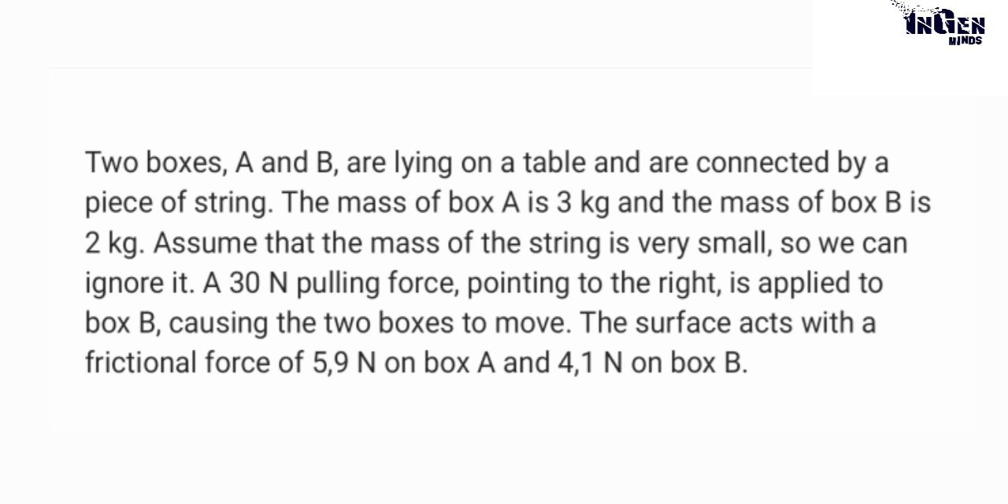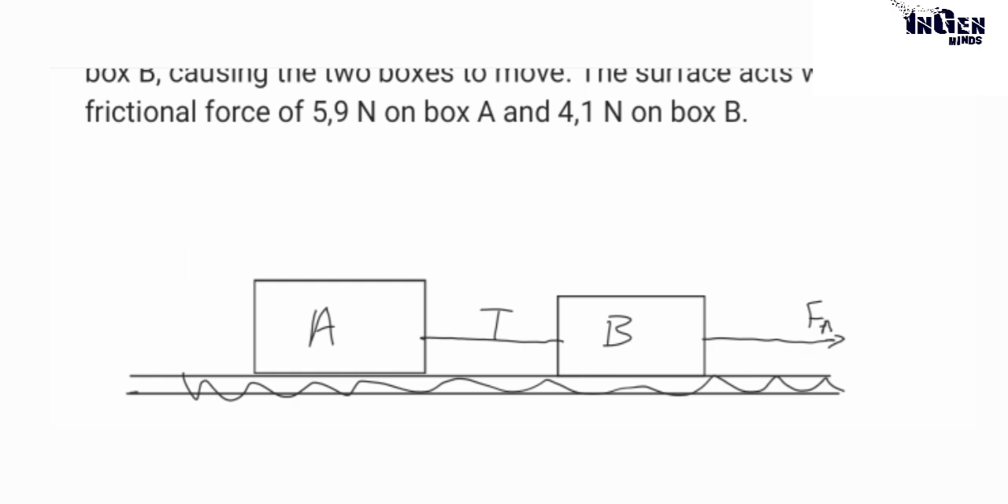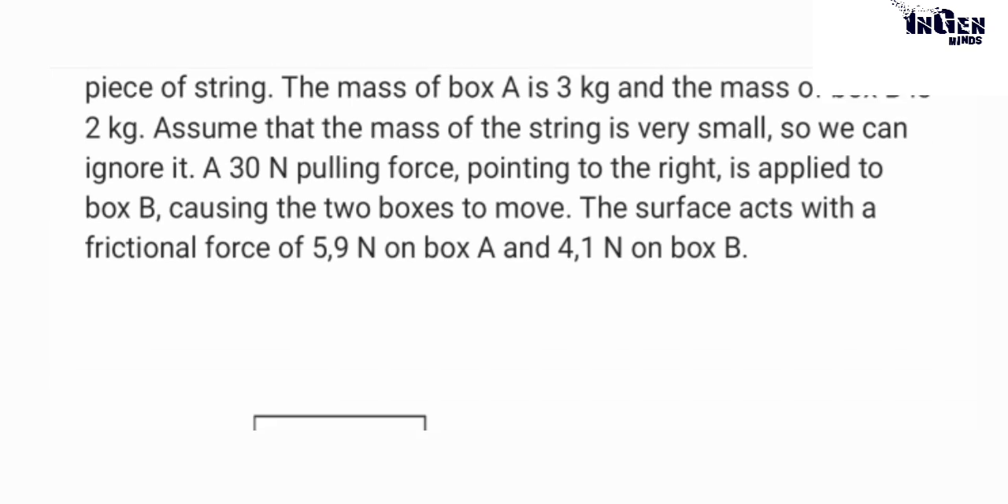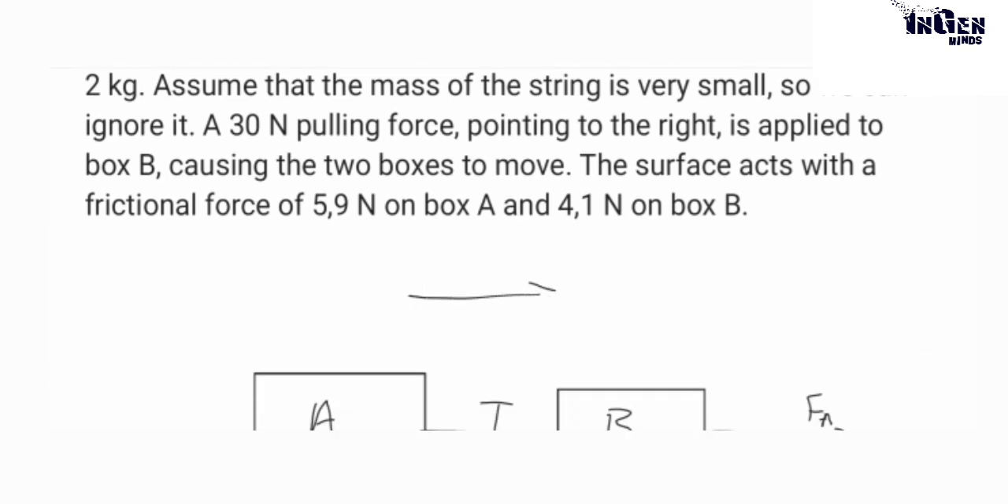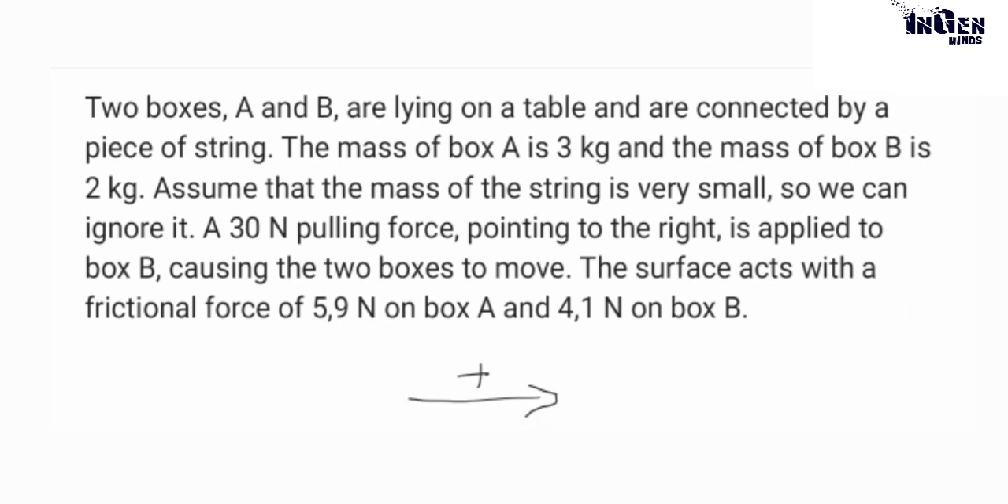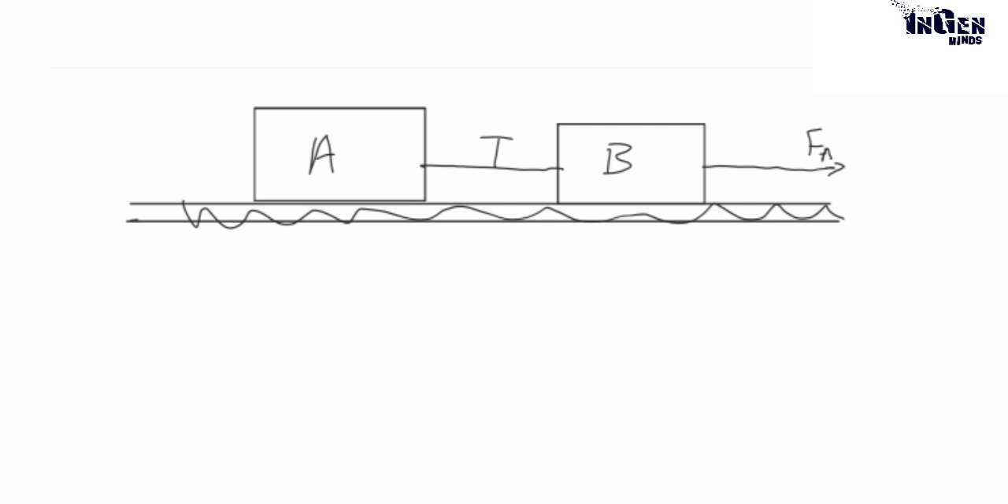So we already know that box A was on the left and box B was on the right. They said the force was on box B. Therefore, the boxes will start moving to the right-hand side. So I'm just going to say the right-hand side is going to be positive. I'm just going to label that out before we do anything. So the statement continues and says the surface acts with a frictional force of 5.9 Newton on box A and 4.1 Newton on box B. Right.